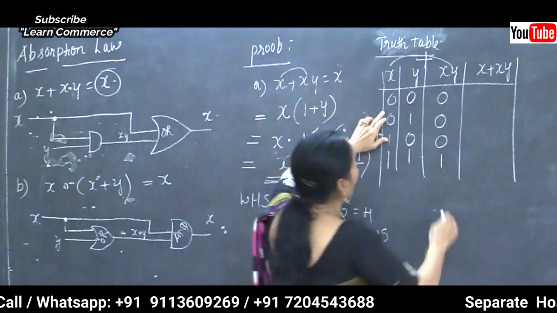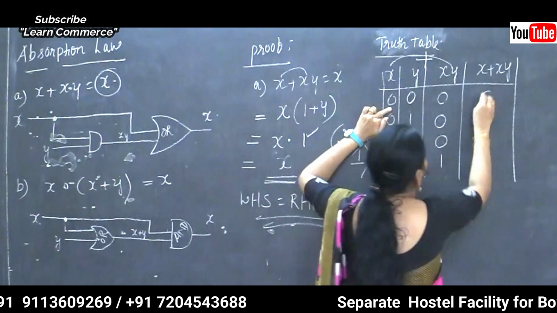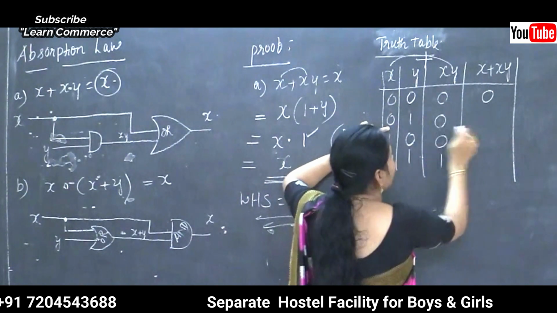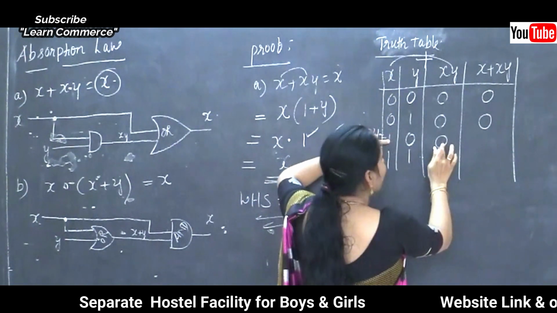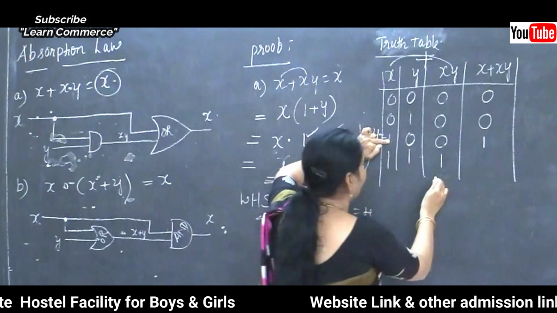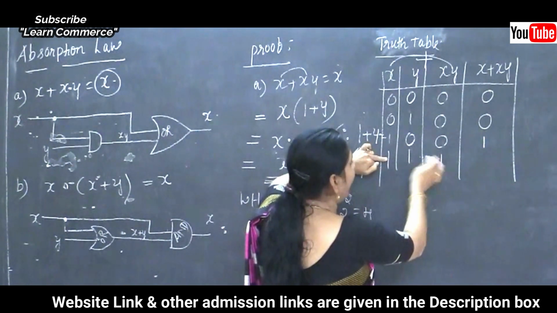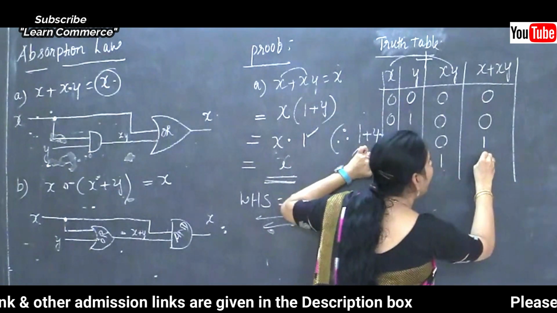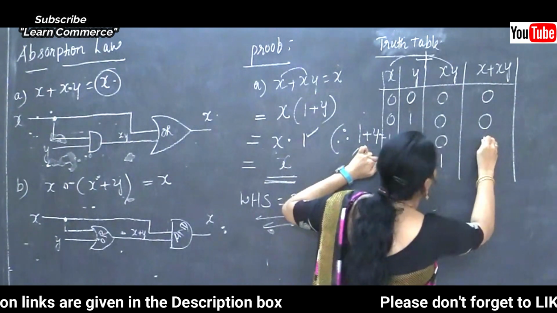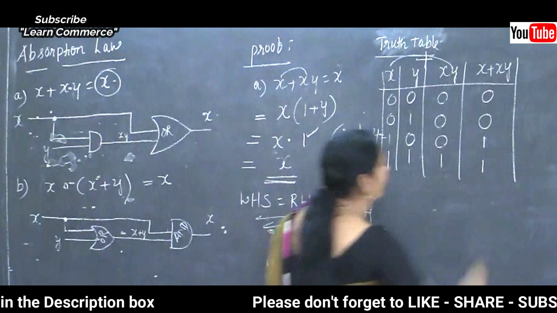So now when you are going to add 0 plus 0, the value is 0. 0 plus 1, the value is 1. And next, when you are going to add 1 plus 1, the value is 1 only. Clear this point here, the value is 1 only.